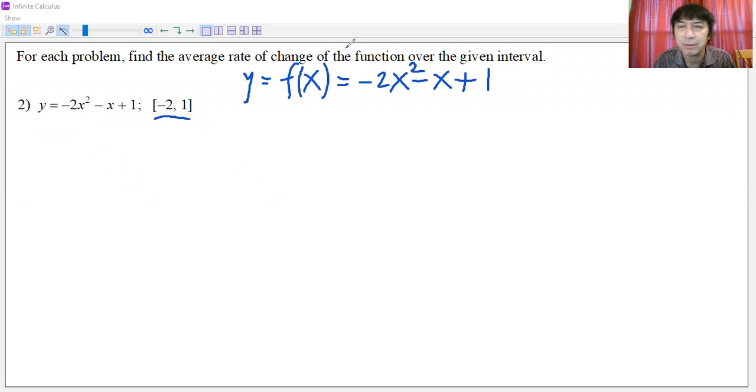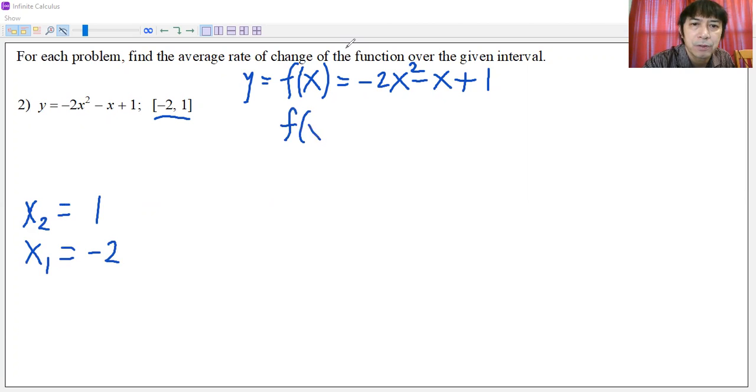We shall denote the higher value, which is our x2. Our x2 is the positive 1. Our x1 is the -2, the lower value. So we shall get the value of the function at x2. So we have f of x2 is equal to f of 1.